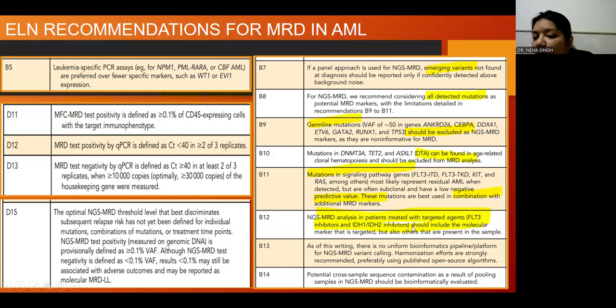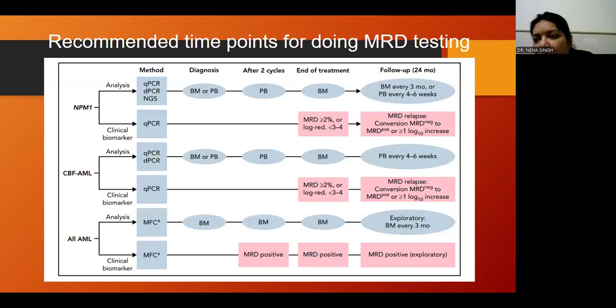You should also be cautious if you are using some targeted therapies like FLT3 inhibitors and IDH1, IDH2 inhibitors, because eventually these inhibitors will target and the FLT3 clones and the IDH clones will disappear, but still your case can be MRD positive based on the other mutations that are present in that case. So these are some of the riders you should be aware of. Wherever the fusions are present, you should preferably do an RQ-PCR.